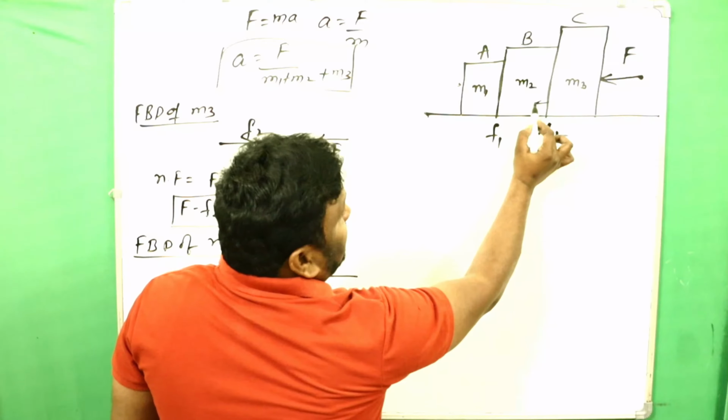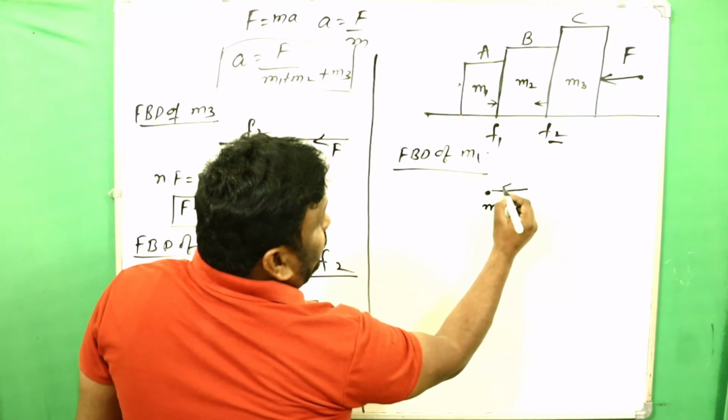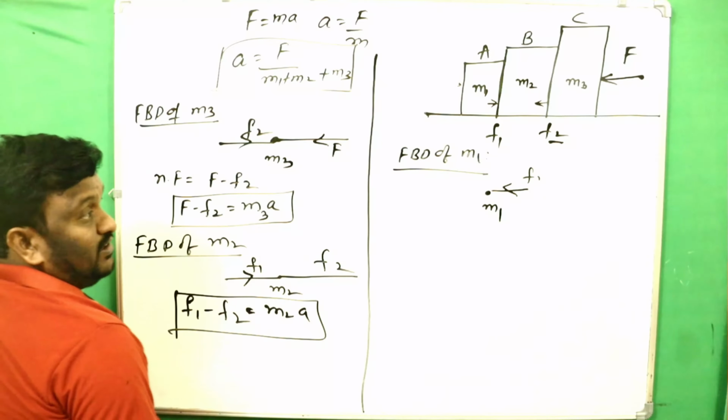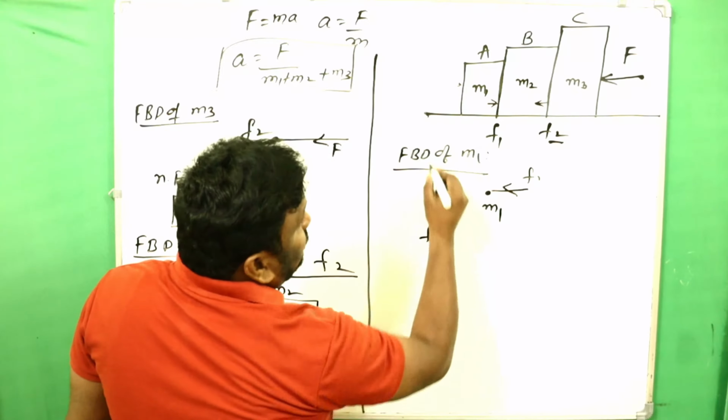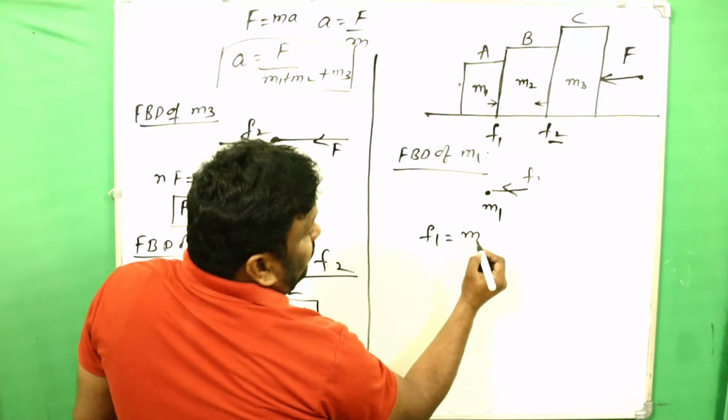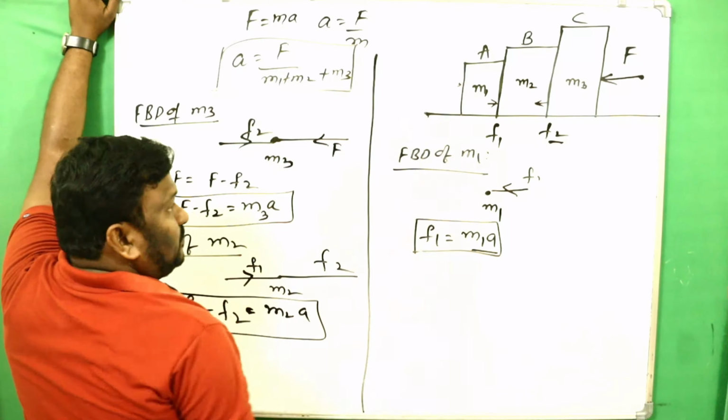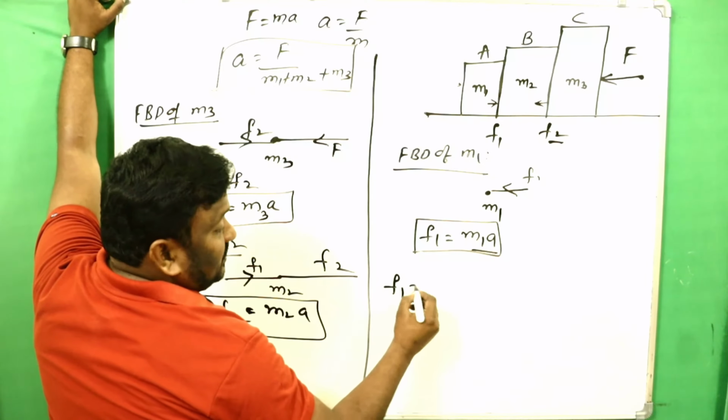Next, the third one remains, which is nothing but the first body. Look here, the free body diagram of m1. On m1, only the second body can apply a force, that is F1. So F1 is equal to m1a. This is the net force on m1, according to the second law, m1a. This is the equation for the contact force between A and B, or the force acting on A because of B. So again F1 is equal to m1a.